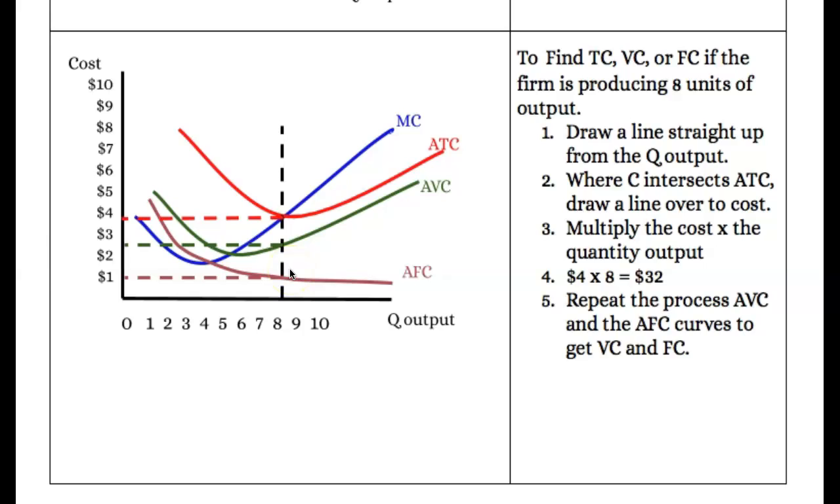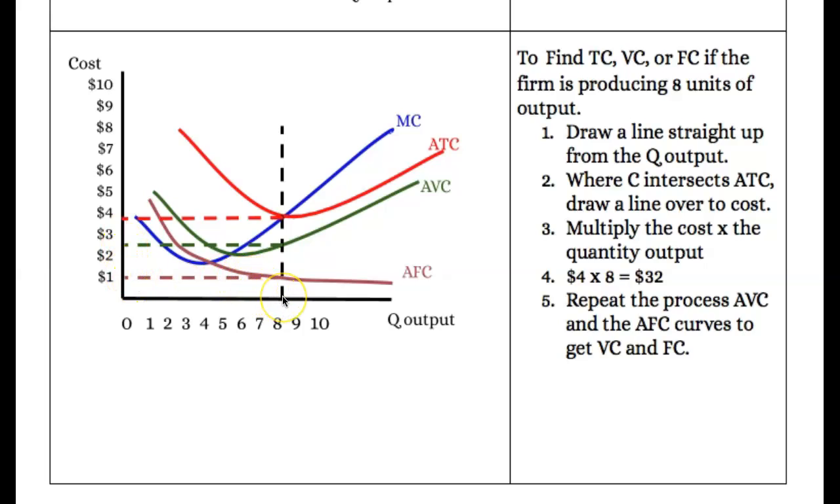A lot of times they'll give you a question with cost curves, and they'll say, at a quantity output of 8, what is the total cost of production? So what you're going to do in this case is, at that output, let's say it's 8, draw a straight line up. And where that line intersects your ATC curve, or your average total cost, draw it over to the cost axis. So here you have 8, and then you would times it times 4. So 8 times 4 is 32. And that tells you your total cost for producing 8 units of good.